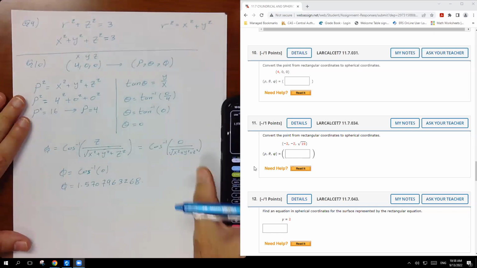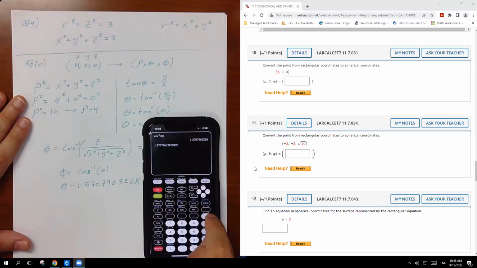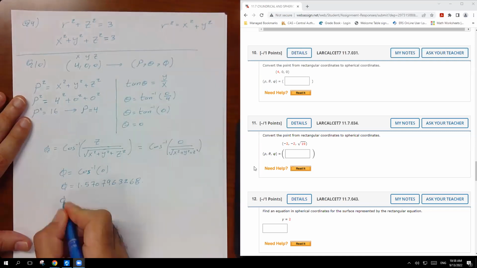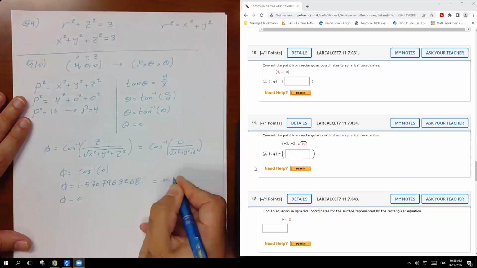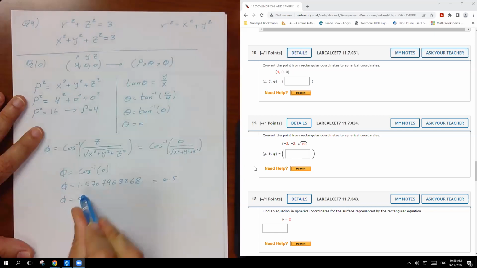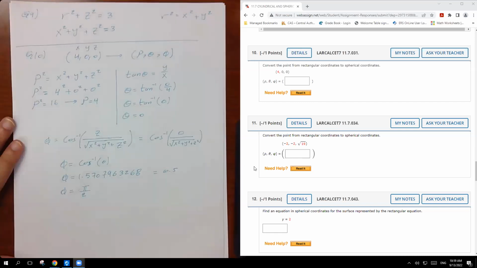Now we're going to divide this number by pi to convert it to radians. This one is divided by pi, and it's going to be half. That means this one equals 0.5. And in this case, phi equals pi over 2. And z is going to be the same number.